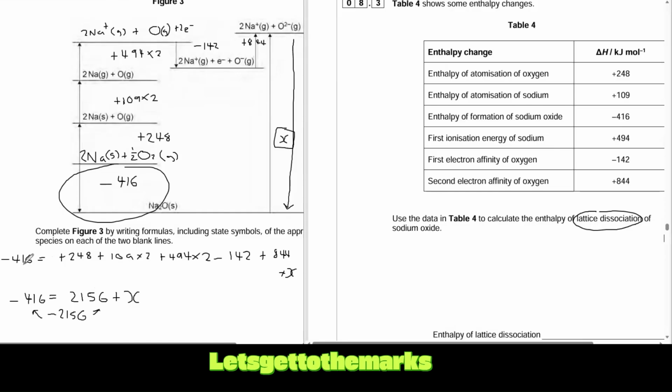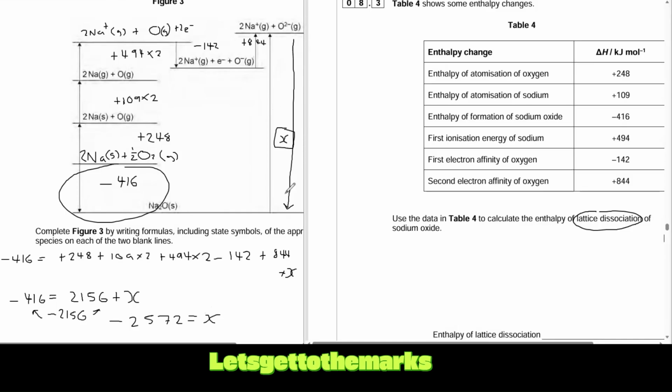So we can work out from this that minus 416 is equal to all of this. And therefore, minus 416, simplified by adding all these together, equals 2156 plus x. Let's take away 2156 from each side so that we can isolate x and make it the subject. And we're going to find that we have 2572 is equal to x. And as we're taking it away, it's going to be minus 2572 is equal to x.